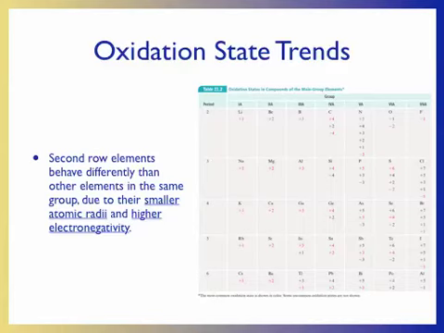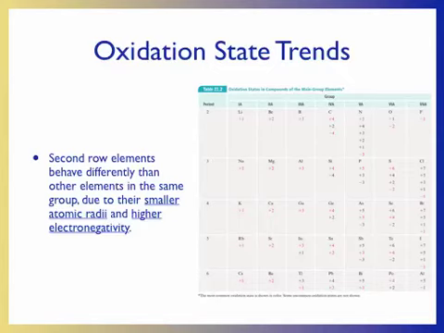For example, you may notice in group 5A that nitrogen has many more oxidation states than the rest of the elements within the group. You may also notice that oxygen, being at the top of group 6A, has many fewer oxidation states, all of them being negative. This is due to the high electronegativity of oxygen.